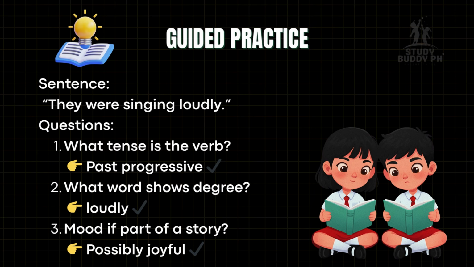I'll say a sentence. You decide. Sentence: they were singing loudly. Questions: what tense is the verb? Past progressive. What word shows degree? Loudly. Mood if part of a story? Possibly joyful.